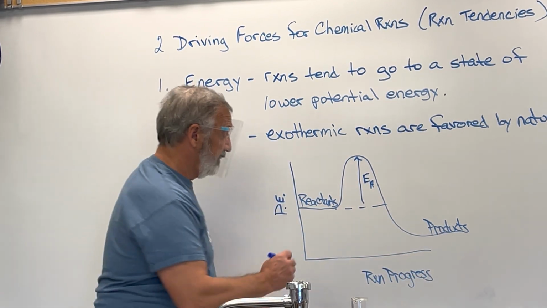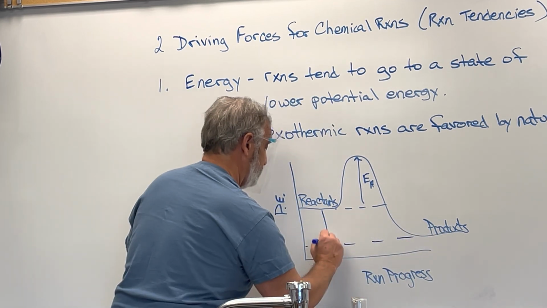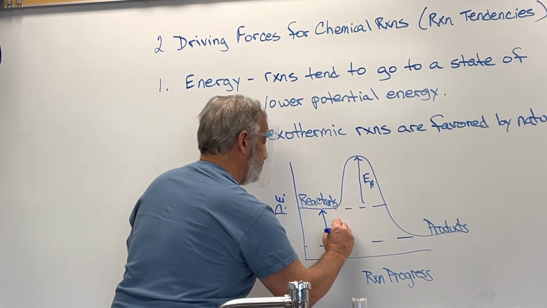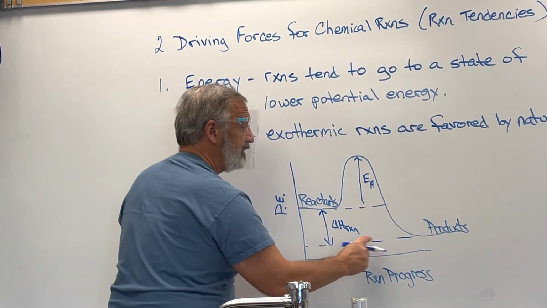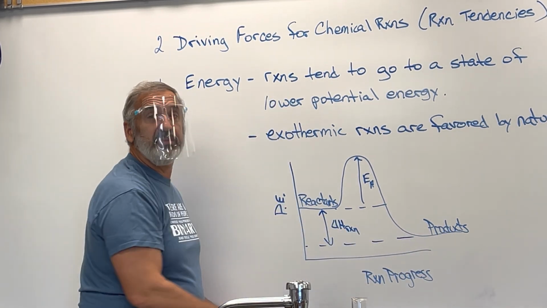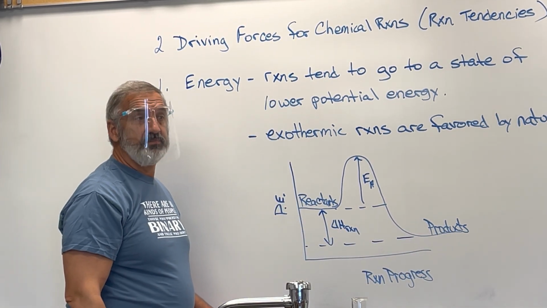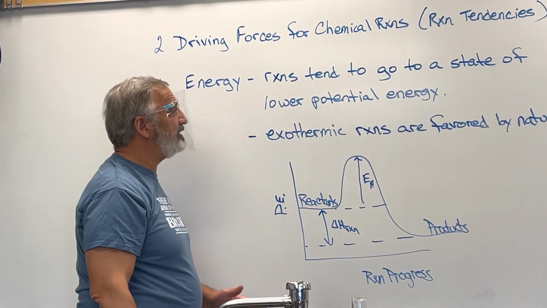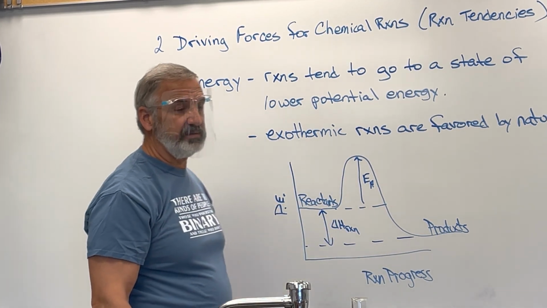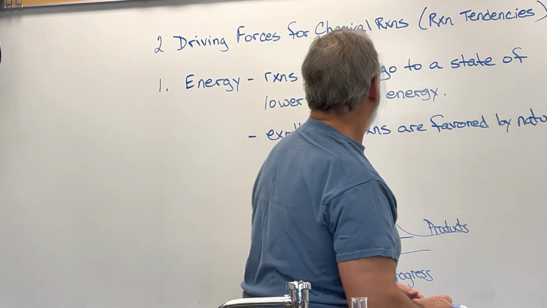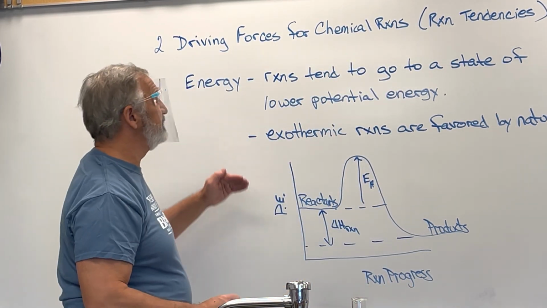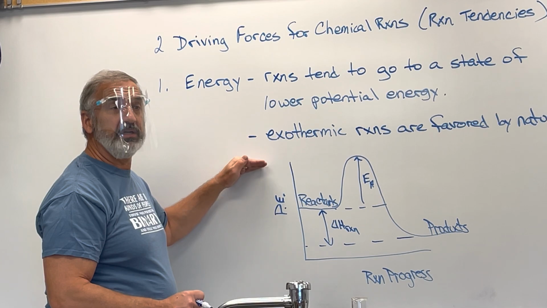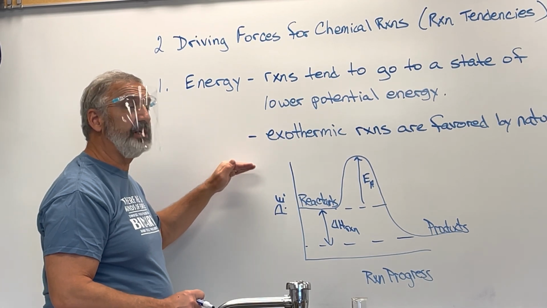Okay, so my delta H is right here. This is my delta H of the reaction. Notice products have less energy than the reactants. Nature favors an exothermic reaction. Okay? And lower energy always means more stable. Lower energy always means a more stable state.